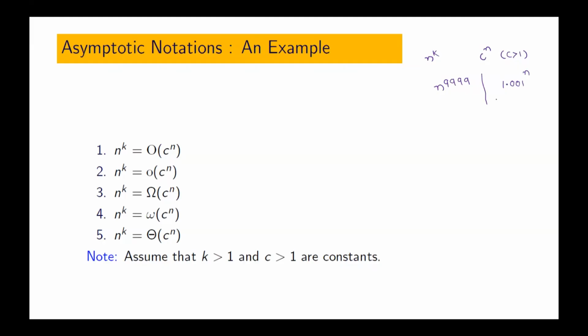Out of these two, which is faster? 2 power n, or n power 9999? N power 9999 is faster. That means which one has lower order of growth? This has lower order of growth, no? N power 9999 has lower order of growth.